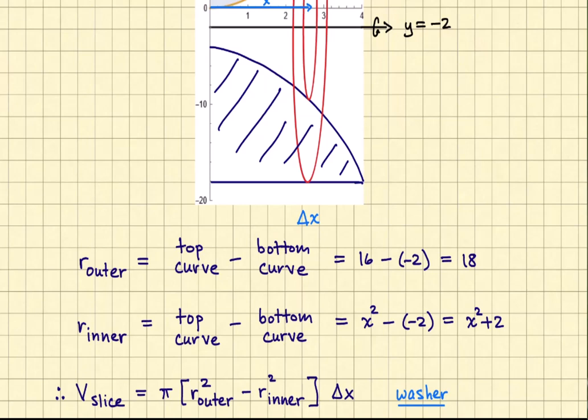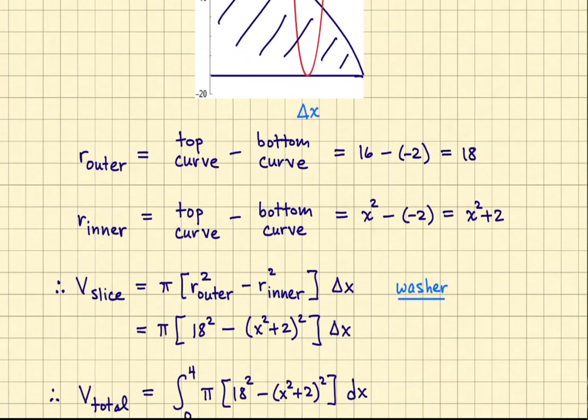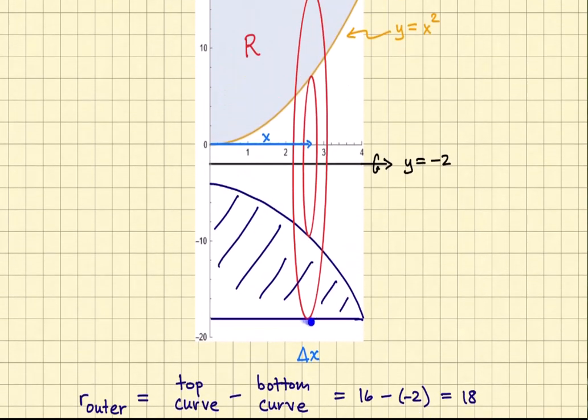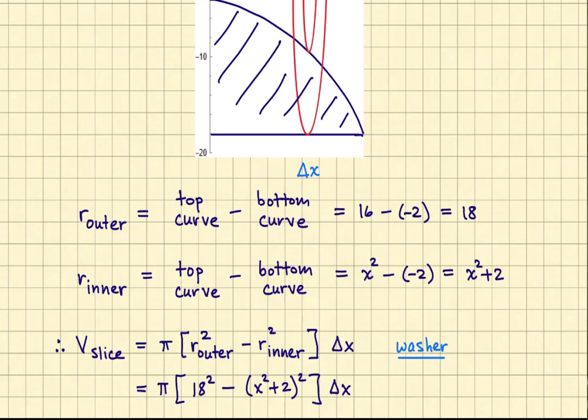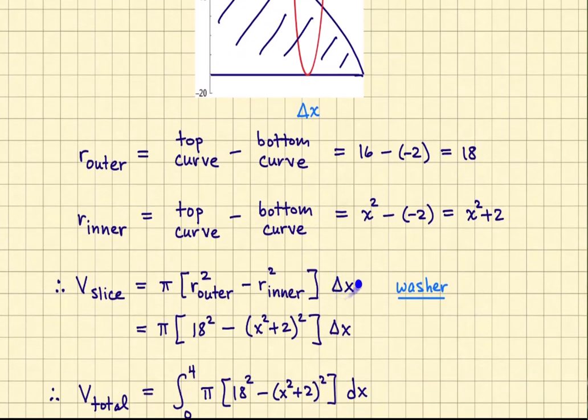Now that we have the outer and the inner radius, we just do what we've done before. The volume of the slice is pi times r outer squared minus r inner squared. The thickness here, again, from our picture, our thickness is in the x direction, so it's delta x. This is a washer, of course. And because this is a delta x, I know I need these guys in terms of x, or I can't afford to have them in terms of y. We already found that r outer was a constant. It was 18, but we're squaring it. And r inner was x squared plus 2, but we're squaring it.